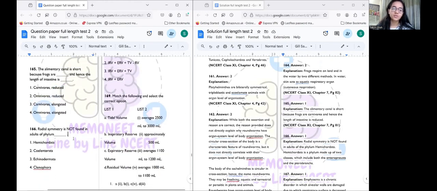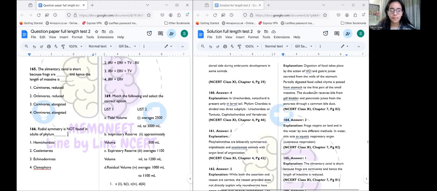166. Radial symmetry is not found in adults of phylum what? So we have Hemichordata, Coelenterata, Echinodermata, and Ctenophora. So if we go to see Echinodermata, we know that the larva and the adult have different symmetry, right? But now in Hemichordata, radial symmetry is not found in the adult of phylum Hemichordata. So that's the correct answer. We need to remember this because it's a direct statement.